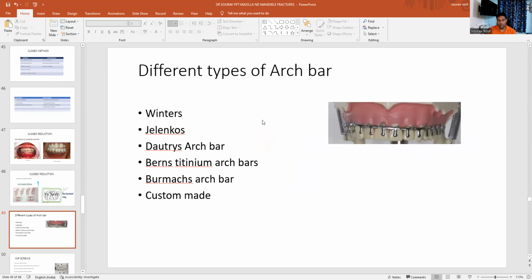Different types of arch bars you can see. There are Winter, Jelenko, Dautrey arch bars, Erich arch bar, titanium arch bar, and custom-made arch bars are nowadays available.